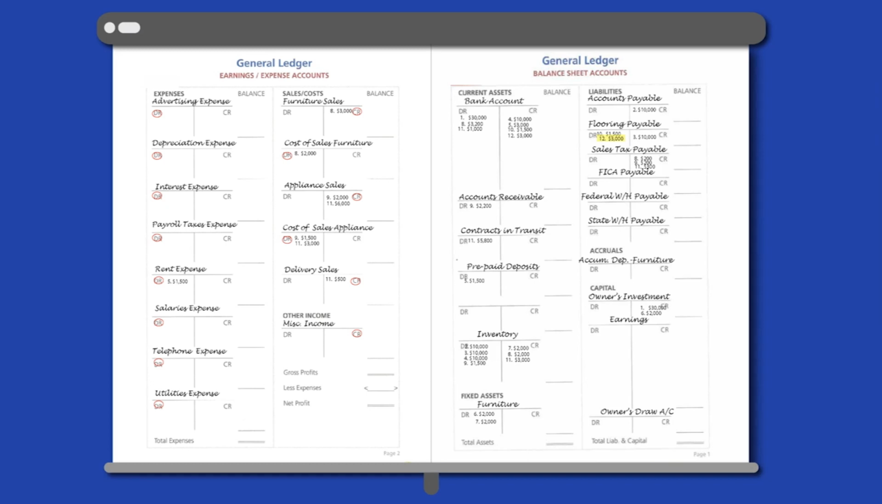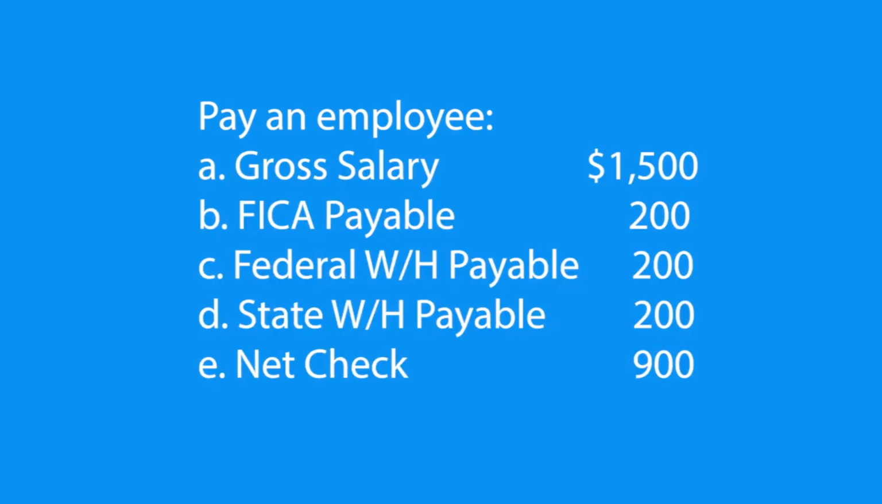Good. Okay. Number 13, we're going to pay our employee. Our first employee has a gross salary of $1,500, $200 in FICA is withheld, $200 in federal, and $200 in state for a net check of $900. So make that entry in. Gross salary of $1,500, FICA of $200, federal of $200, and state of $200 for a net check of $900. Tell us what you did now.